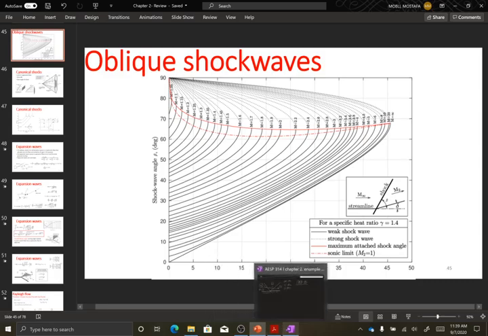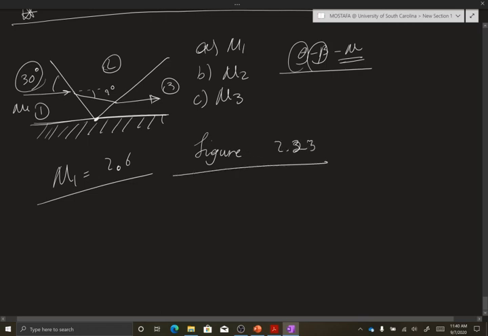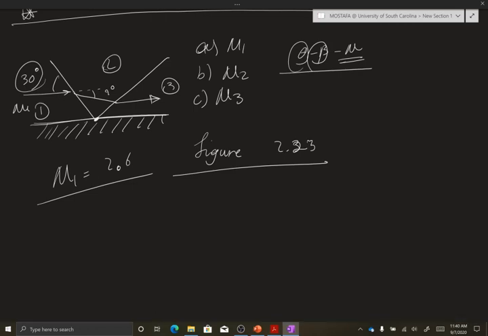Okay. So your M1 is going to be equal to 2.6 using that table. This figure is also in your book. It's figure 2.23. If you don't have the book and if you need me to post the appendices, please let me know. Please send me an email. But you can always Google everything, like Fanno table, Rayleigh table, the normal shock tables, all of them are out there.